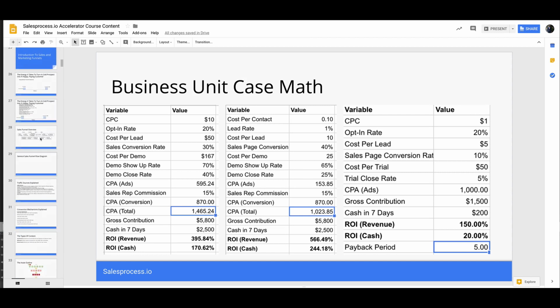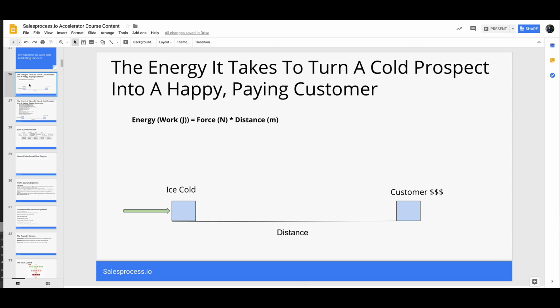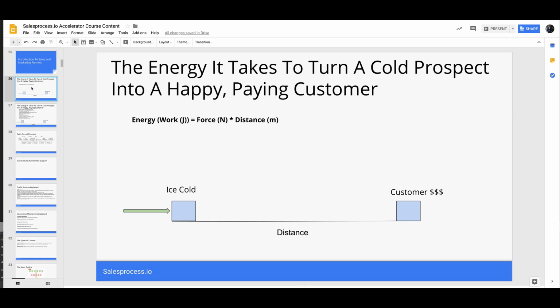But before we get into that, I want to explain some of the high level principles behind all of this stuff. Because if you can understand what's really going on in your funnel and in your business, then you'll be able to navigate the technical stuff a lot easier. So the first thing I want to show you will help you understand the energy that it takes to turn a cold prospect into a happy paying customer.